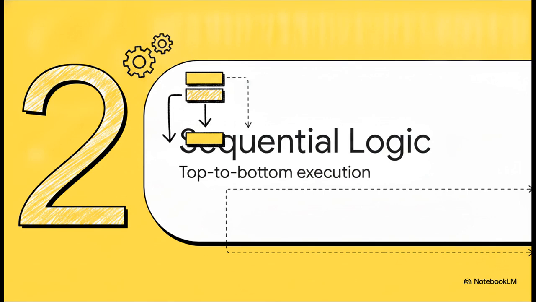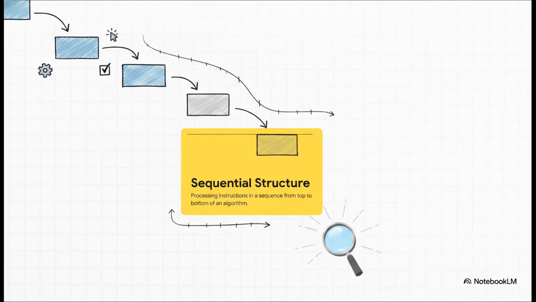Section 2. Sequential logic structure. Let's start with the simplest, most commonly used building block of them all. Sequential logic is exactly what it sounds like. It's processing a set of instructions strictly in order, right from the very top to the very bottom of an algorithm. Honestly, every single problem uses sequential logic to some degree. It's essentially the baseline structure that works hand in hand with the more complex ones we'll look at later.